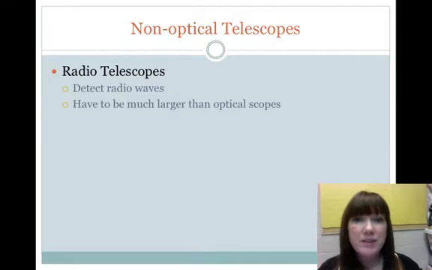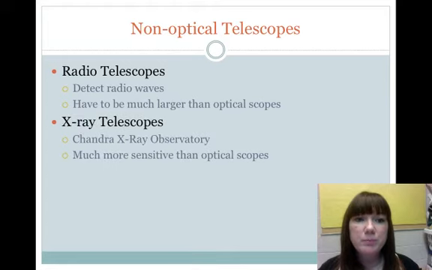Radio telescopes obviously detect radio waves. They have to be a lot larger than optical telescopes, though, because the wavelengths are so much longer. It has to be a lot larger to capture those. But they do not have to be as flawless. They can have some flaws in them, and it doesn't really affect the gathering ability.